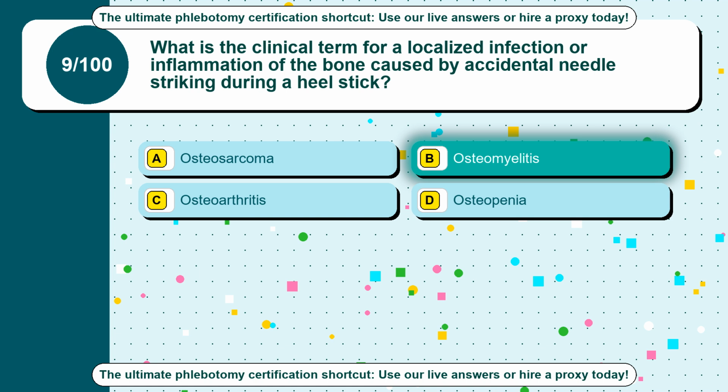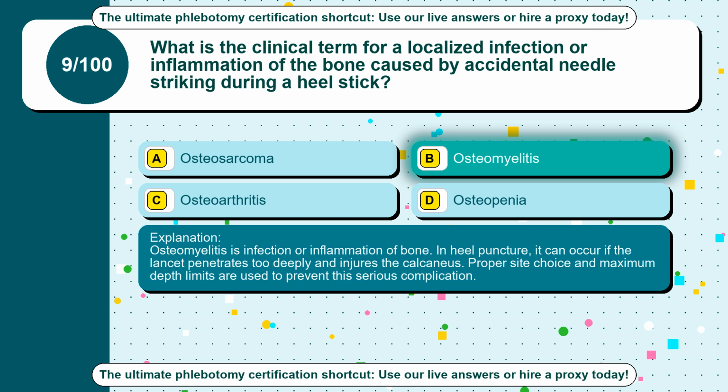Osteomyelitis. Osteomyelitis is infection or inflammation of bone. In heel puncture, it can occur if the lancet penetrates too deeply and injures the calcaneus. Proper site choice and maximum depth limits are used to prevent this serious complication.